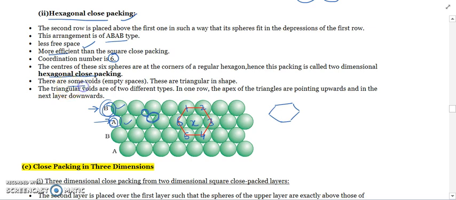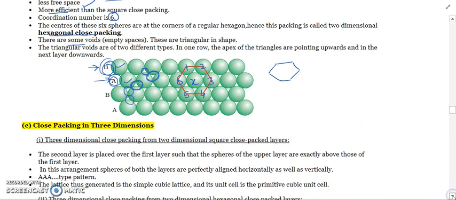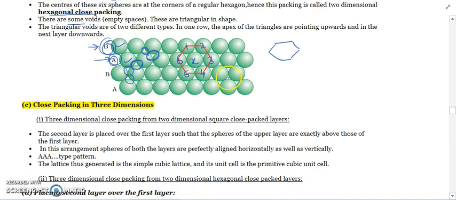Now, there are some voids, empty spaces. These are called voids or empty spaces. But there are two different types of voids. Voids are generally in triangular shape, but two different types of triangle. Here the apex is upwards. In the second one the apex is downwards. The significance of these types of voids we will discuss later.